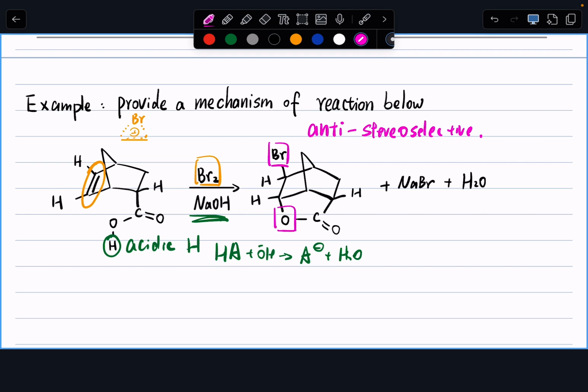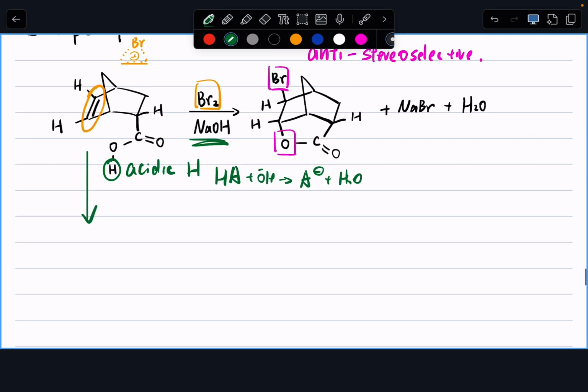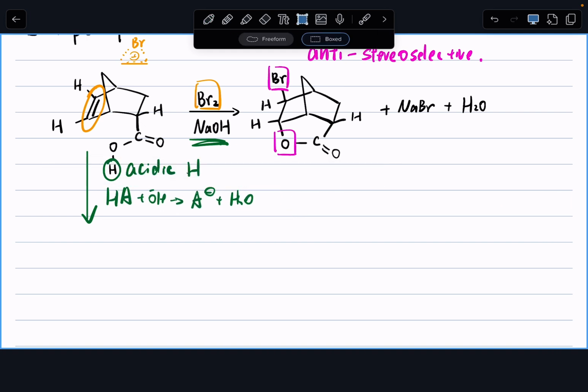All right. So then the question becomes, what is going on? Let's do it step by step. First thing, as we were saying, you have an acidic hydrogen that will get deprotonated by the NaOH. So let's just draw that first acid-base reaction. Right, so this is just the general acid-base reaction.